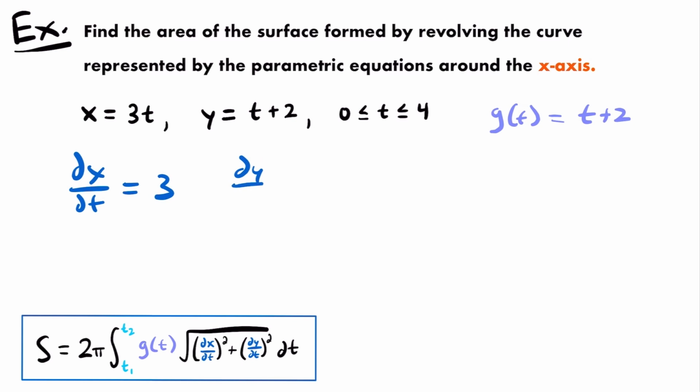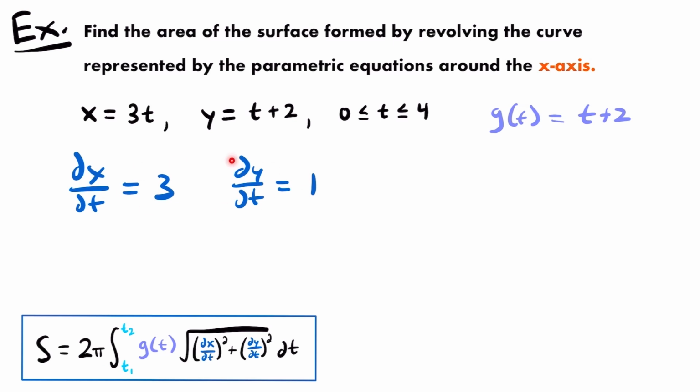And then dy dt, that will be equal to the derivative of t plus 2. And a derivative of t to the first power is just going to be its coefficient, which in this case is 1. So we have 1, and then the derivative of 2 is 0 because 2 is a constant, and the derivative of all constants is 0. All right, so dx dt is 3 and dy dt is 1.